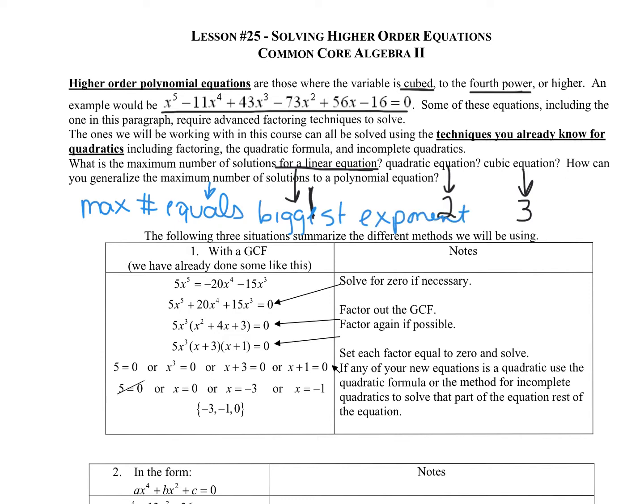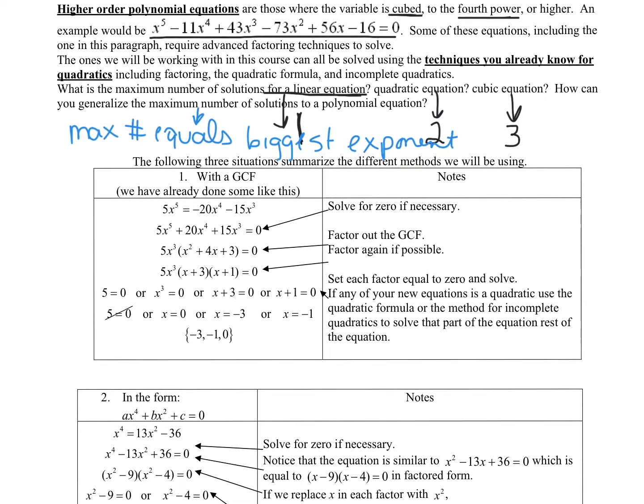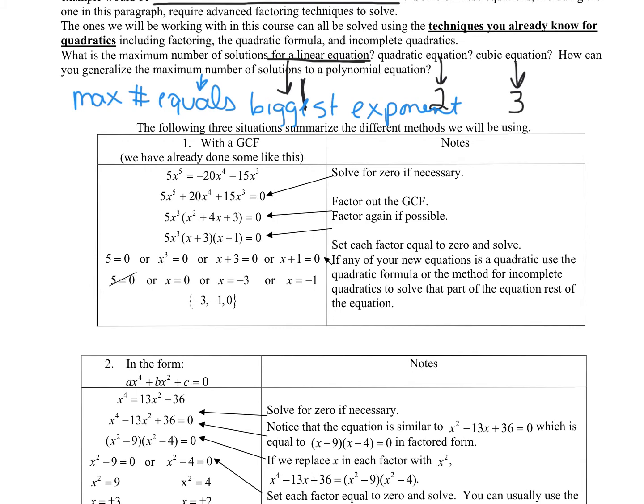So here I'm just going to look through some of the different methods we're going to use. This is already written out, but we will obviously in the video also be doing examples with these. So the first one is if you have some sort of GCF. It looks like it's higher order, but once you take out a GCF, you really only have to work with a quadratic.